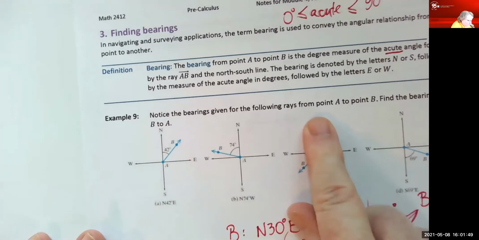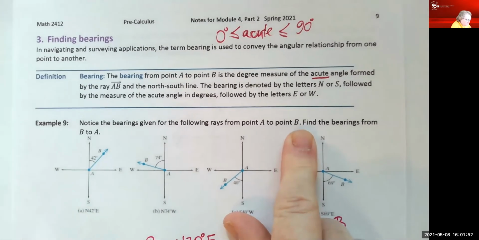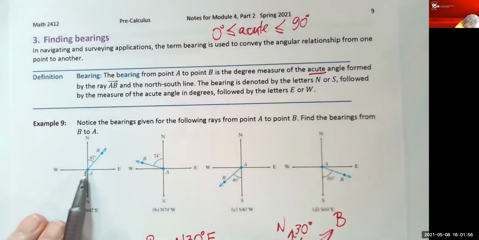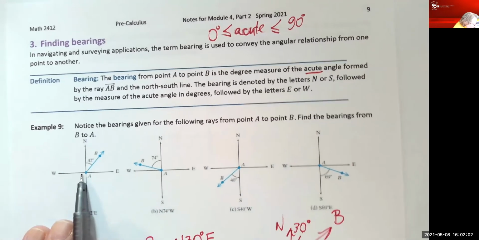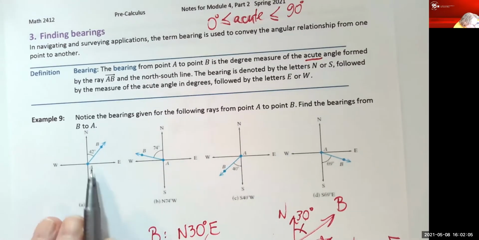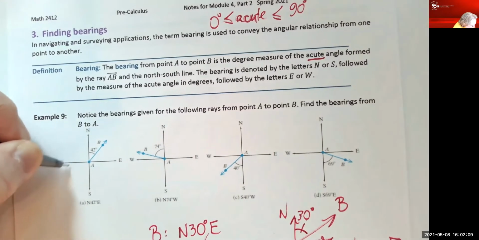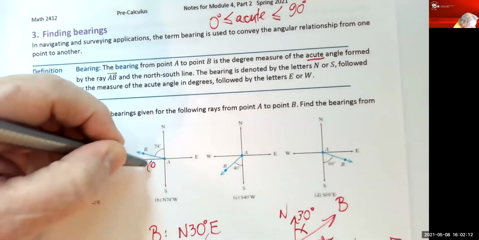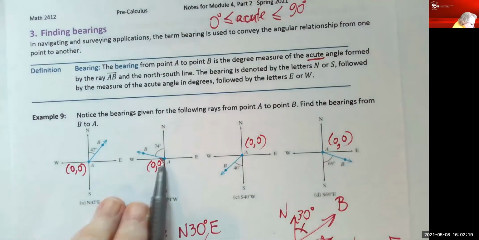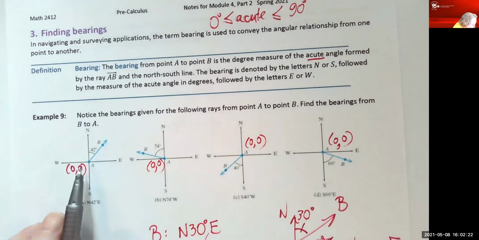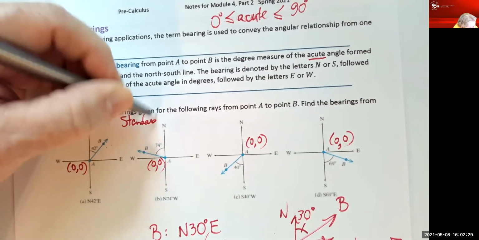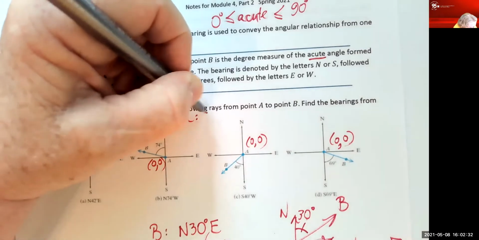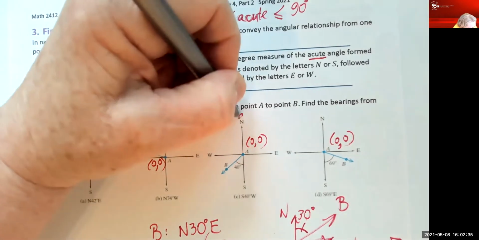Notice the bearings given for the following rays from point A to point B. Find the bearings from B to A. So from A to B, do you notice that every single one of these rays starts with point A being at the origin? Do you see that A is at the origin every time? That means that this ray AB is in standard form. It starts at the origin.